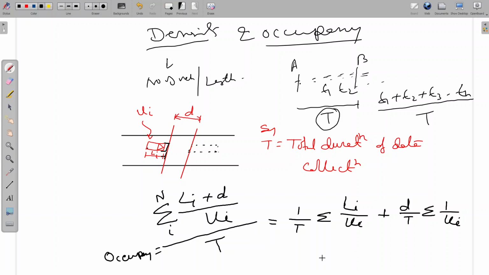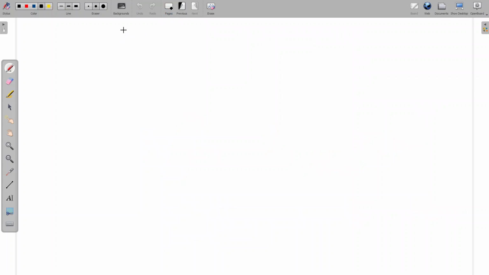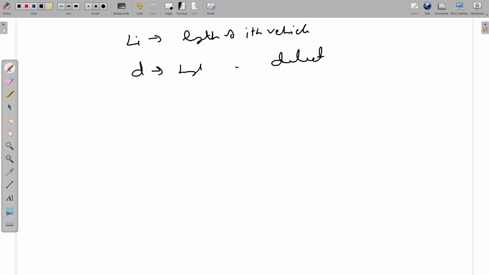Now in this, whatever I have written here for occupancy, what is the meaning of the symbols? If you want, you can write down. Li is nothing but the length of the ith vehicle. Then D is nothing but the length of the detector. Then this T is the already specified time.